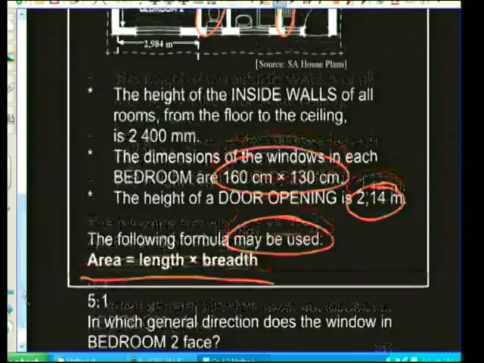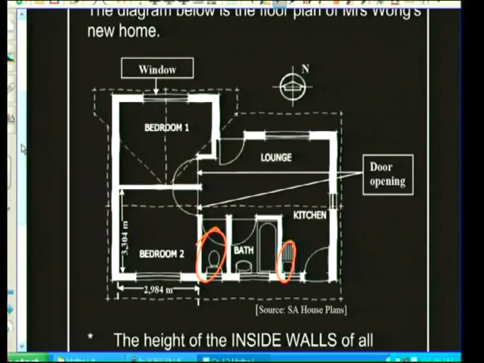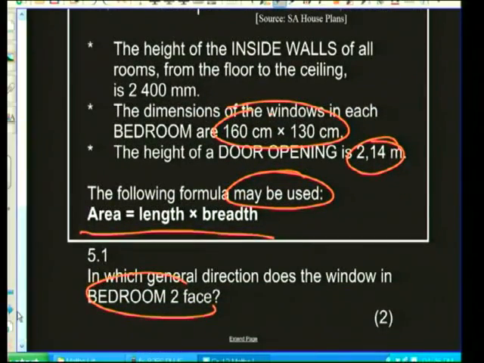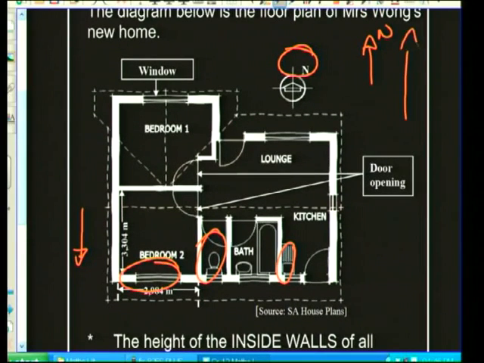Now, in which general direction does the window in bedroom 2 face? So let's look at our house here. Nice, they're telling us that north is in this direction. Can you see that? So the question now is, in which general direction does the window in bedroom 2 face? So here's bedroom 2, here's the window, it's facing a southerly direction. Because if north is going that way, folks, south is going this way, the same as that arrow. So my window is facing in a southerly direction.